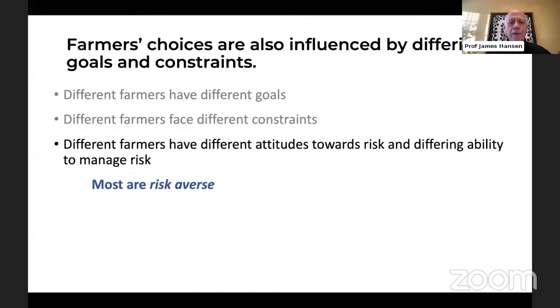And also, farmers have differing attitudes towards risk and differing ability to manage risk. Most farmers are risk averse, which means that they'd be willing to reduce some of their average income to reduce the riskiness of their income or their livelihoods. And we'll talk more about risk aversion shortly.